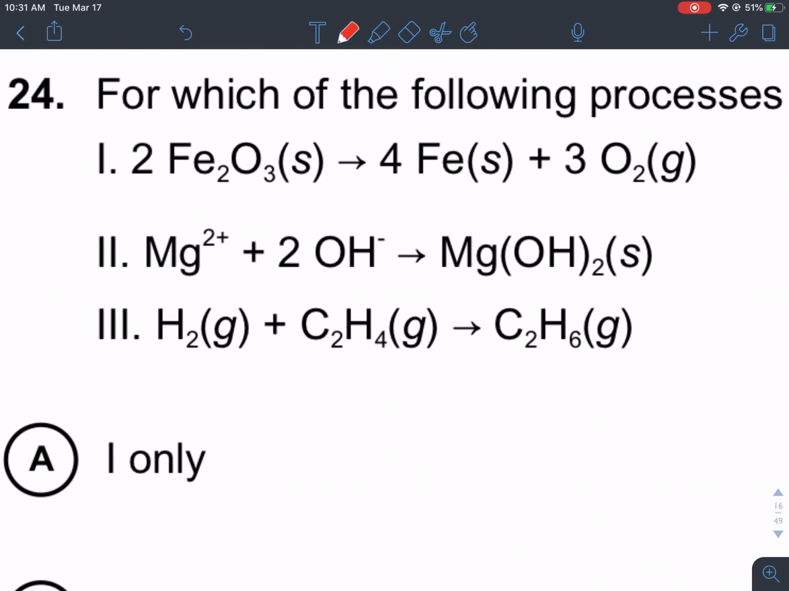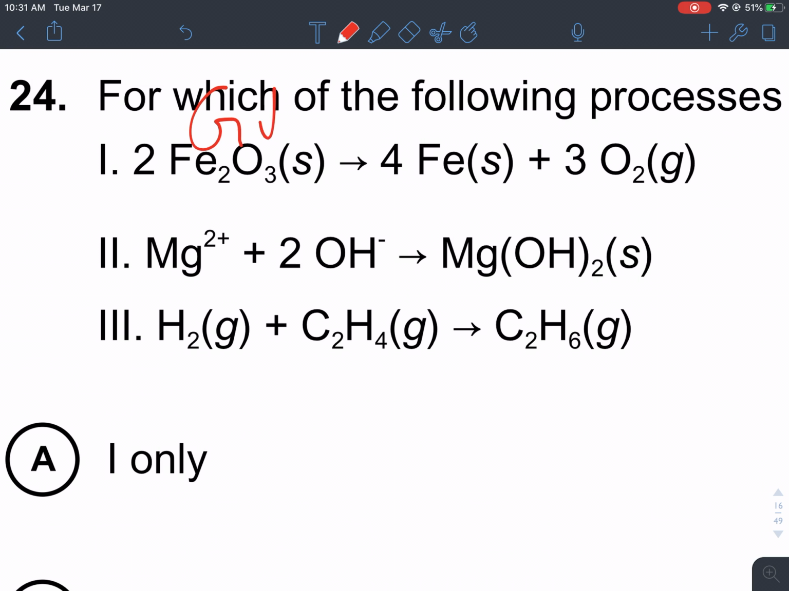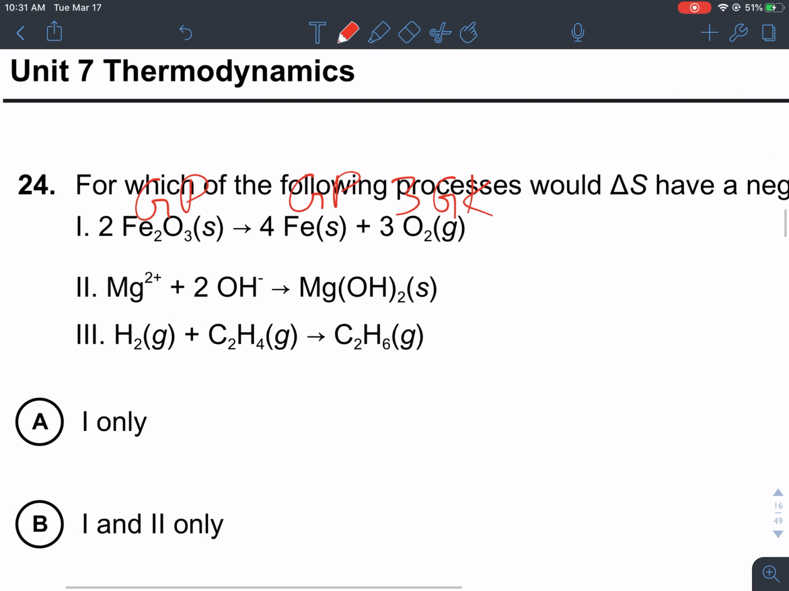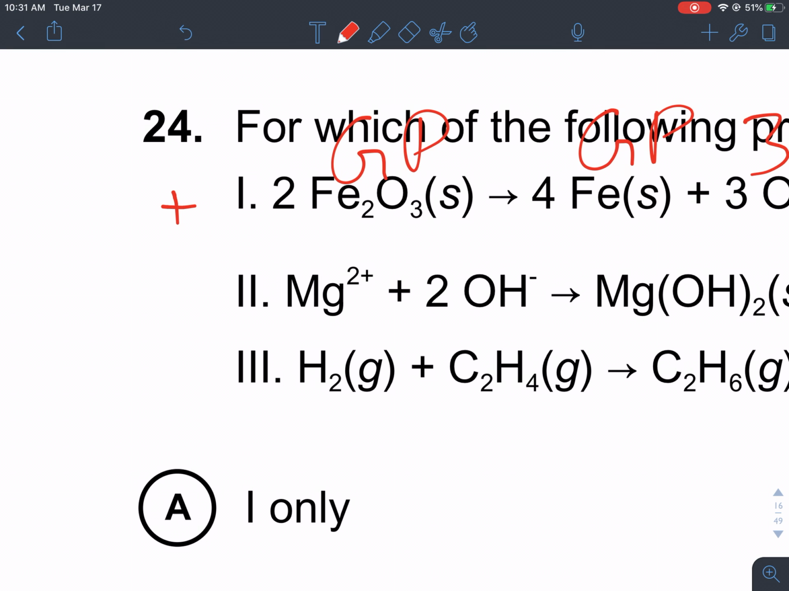Okay. Here are your grandparents. You have 2 grandparents becoming 4 grandparents and 3 grandkids. Gases are grandkids, liquids are, whatever. So you have solids becoming solids and gases. That entropy is increasing, so this would have a positive delta S.